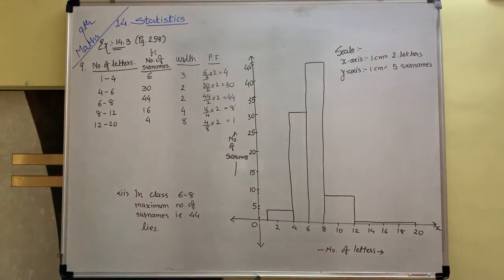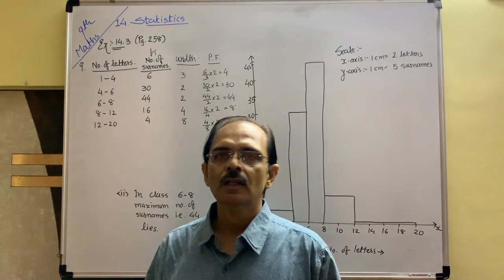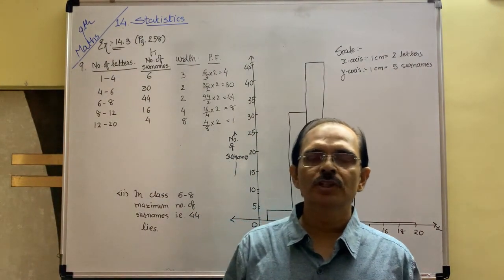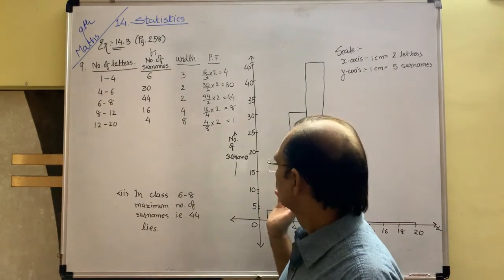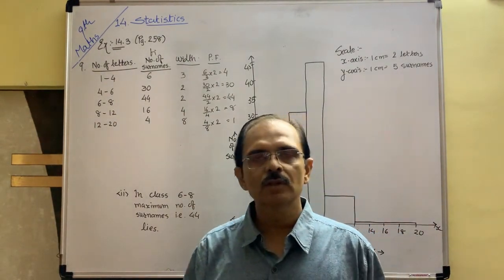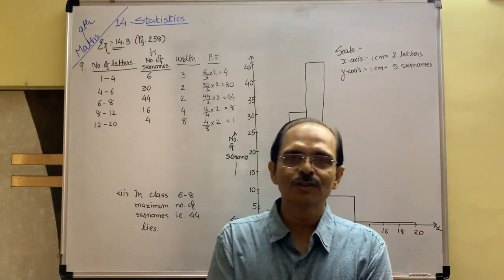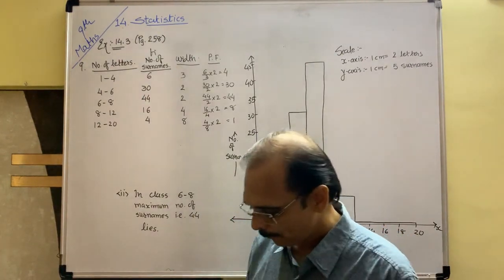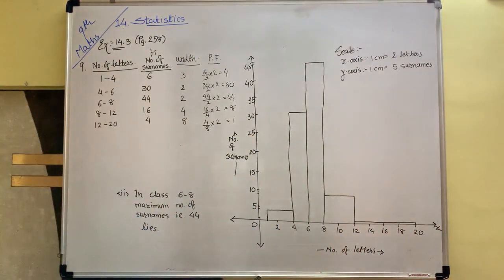This is your exercise 14.3. The last two sums are very important. So how to find proportionate frequency and how to draw this graph is very important. So repeat it. Frequency polygon is also very important. Okay? So do it. Write down this graph, draw the graph.